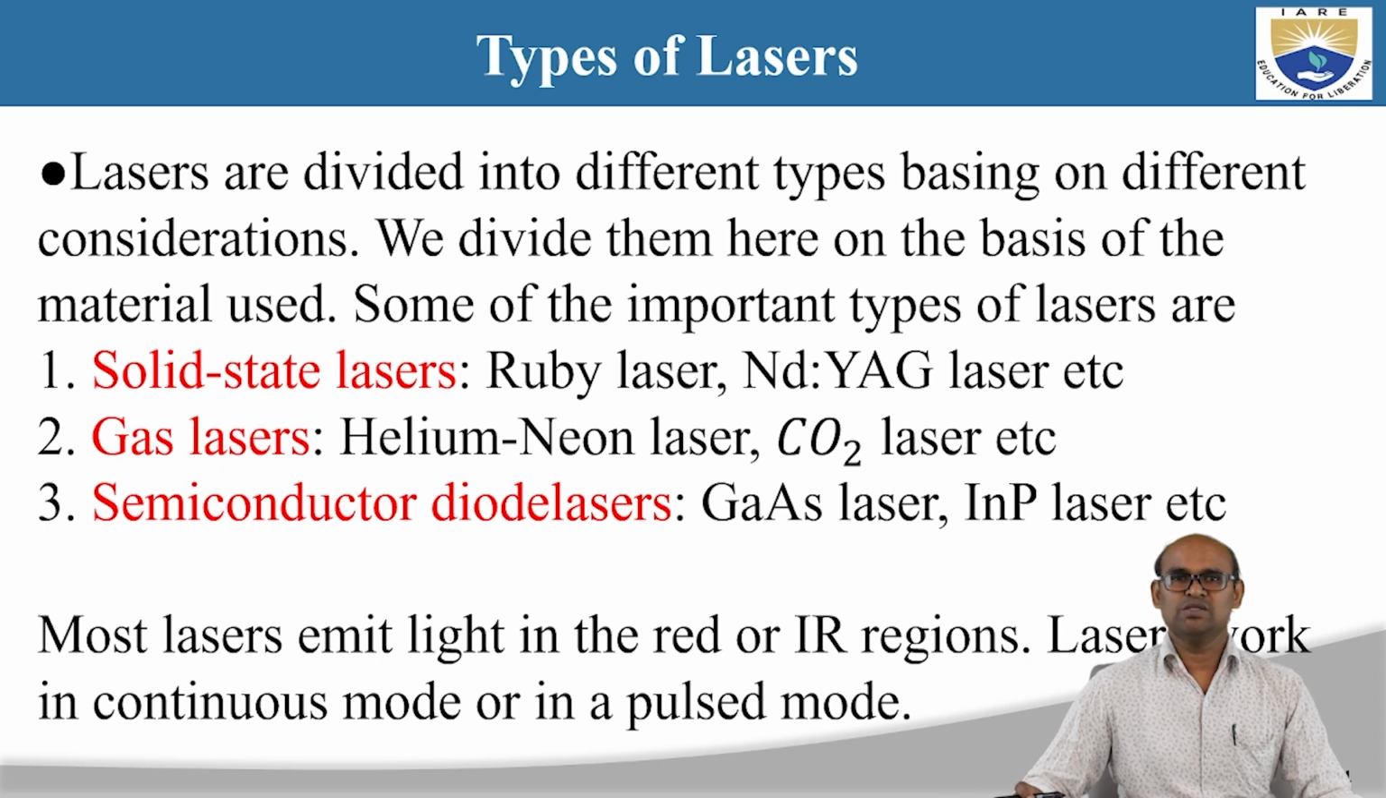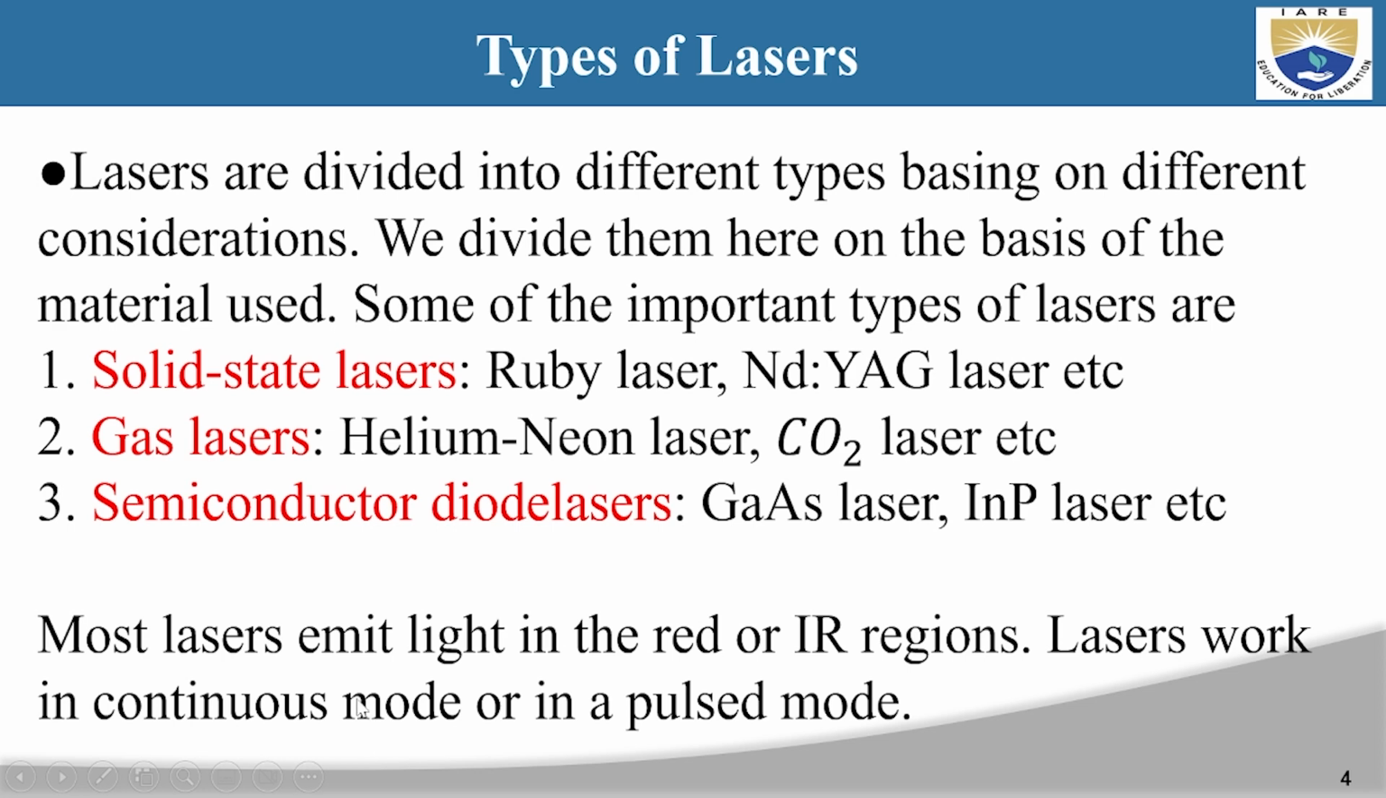Most lasers emit light in the red or infrared regions. Lasers work in continuous mode or in a pulsed mode. Laser is light amplification by stimulated emission of radiation, so there is light coming out as output, which we discussed in lasing action. The light emitted by lasers is mostly in the red or infrared regions, and it can be either continuous mode or pulsed mode.